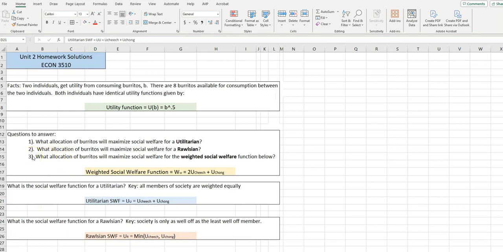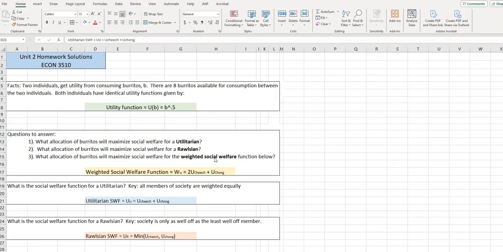And finally, we have question 3. So we're going to try to maximize social welfare using a weighted social welfare function. In the case of a weighted social welfare function, not all members of society are counted equally when we aggregate them to get social welfare. So perhaps you think that children should be valued more than adults, or vice versa, or that working age members of society should be valued more than retirees, or any other number of possible different philosophies.